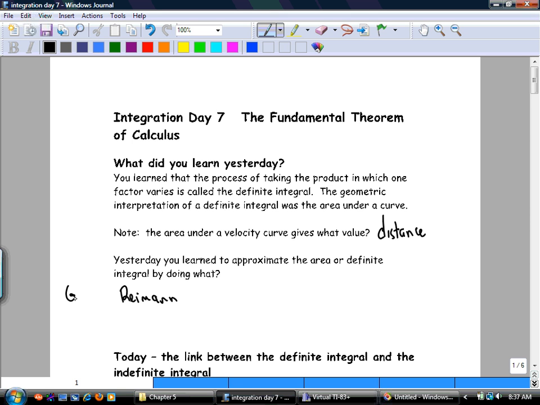And his name was Georg, G-E-O-R-G, Georg Riemann. He was born in 1826. He died in 1866. Yeah, whatever. He has a big beard and wore glasses. And one heck of a comb over.